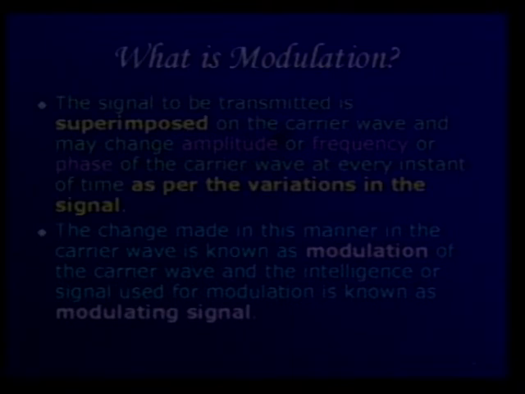The signal to be transmitted is superimposed on the carrier wave, and it can change any characteristic of that carrier wave. The signal can change the amplitude of a carrier wave, or the frequency of the carrier wave, or even the phase of that carrier wave, and this changing will be as per the variations in the intelligent signal. The change made in this manner in the carrier wave is the modulation, and the intelligent signal that we use for this purpose is the modulating signal.